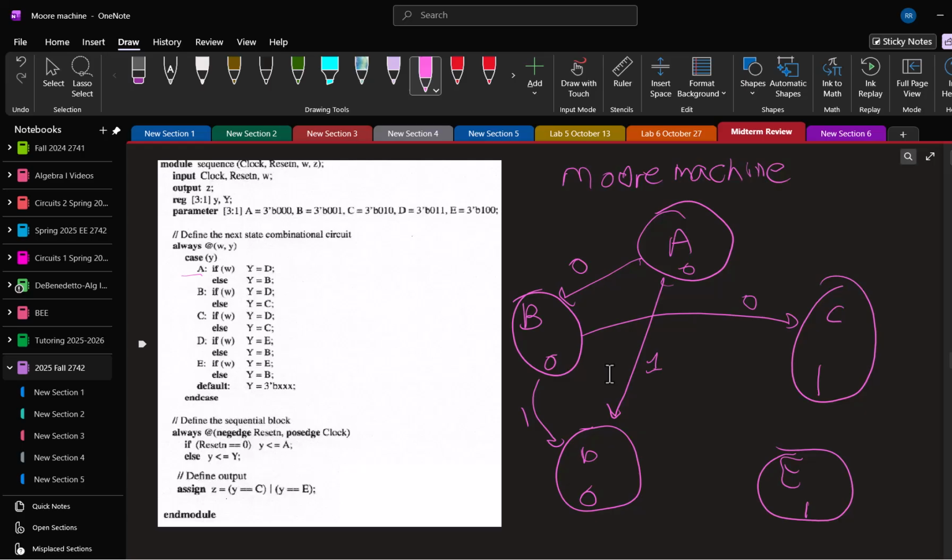For C, if W equals 1, my next state is D. All roads are leading to D. Else, my next state is C. For D, if W equals 1, my next state is E. Else, my next state is B. And for E, if W equals 1, my next state is E. Else, my next state is B.